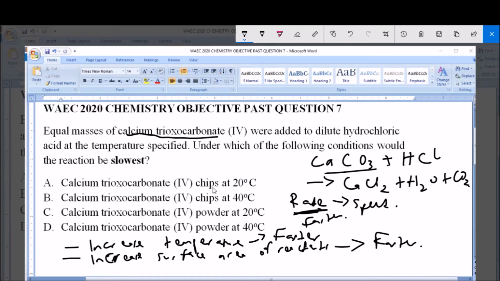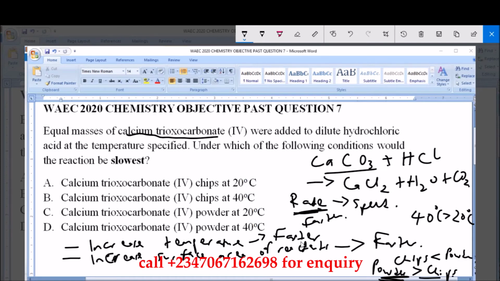Now, taking a look at the options given to us, you have chips, powder, 20 degrees Celsius, 40 degrees Celsius. So 40 degrees Celsius is a higher temperature than 20 degrees Celsius, and chips have a lower surface area than powder. In other words, powder has greater surface area than chips. So when you grind calcium trioxocarbonate(IV) into powder, you have successfully increased its surface area. So as we have seen here, an increase in both of those factors would make the rate of the reaction increase.